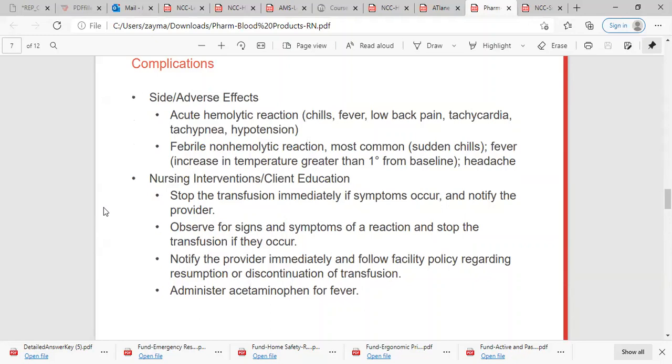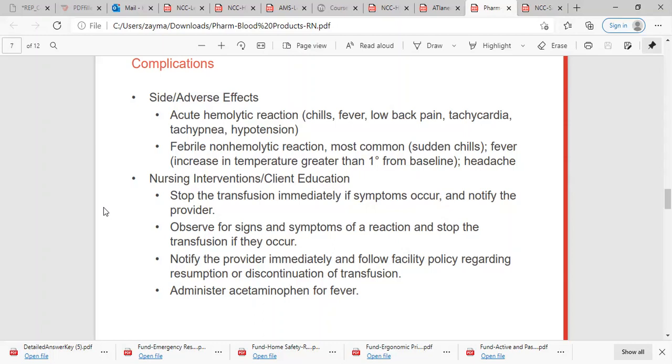So the acute hemolytic reaction, again, is when the body is destroying the blood cells. That has to do with RH incompatibility. Sorry, I'm trying to find something in the book. Signs and symptoms of hemolytic reaction are going to be low back pain, chills, tachycardia, tachypnea, hypotension. Low back pain is the one that really stands out for hemolytic anemia. The other types of anemia do not cause low back pain. Here we go. Okay.